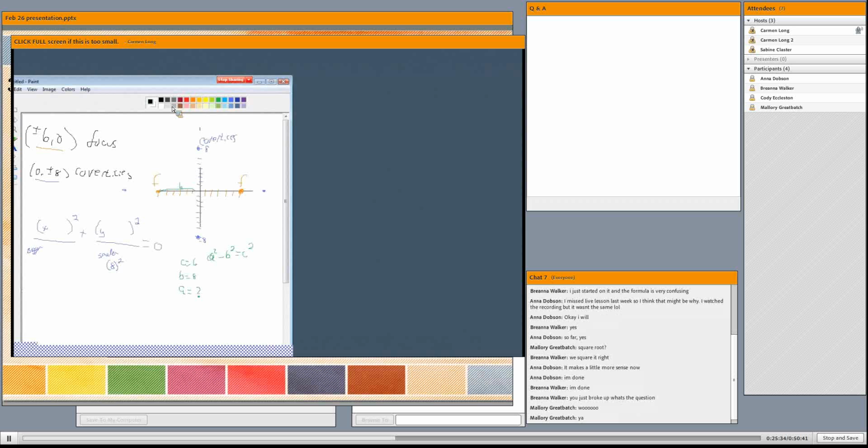All right, so we squared those. And I'm going to add 64 to both sides, so A squared equals 100.